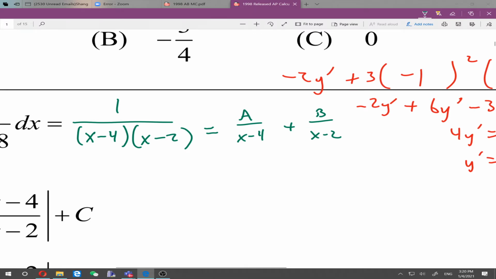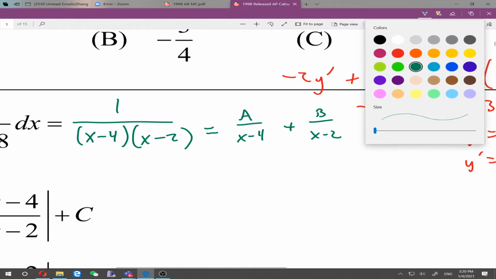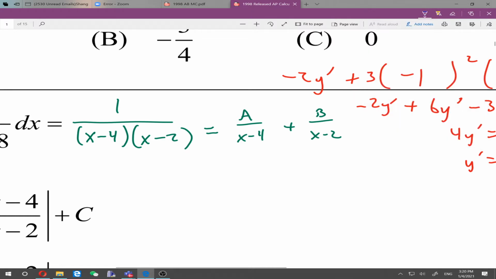And we need to figure out what a and b are. So in order to get my common denominator of x minus 4 and x minus 2, I would have to cross multiply, which gives us a new equation. So our new equation here in blue is 1, everything that's on top, should be equal to a times x minus 2 plus b times x minus 4, and we can use that equation to solve for a and b.